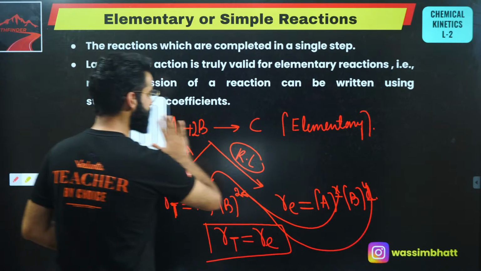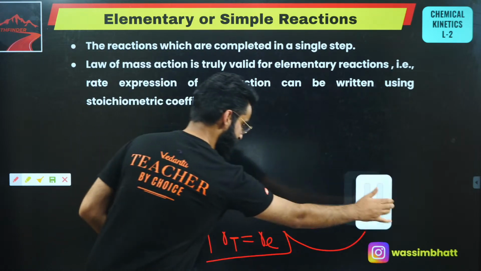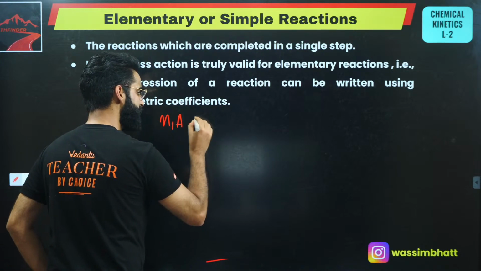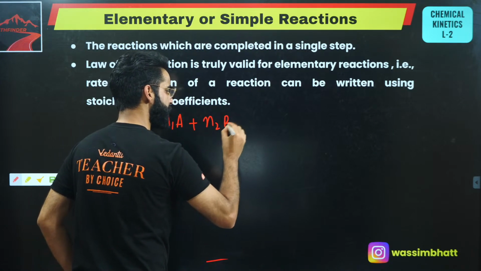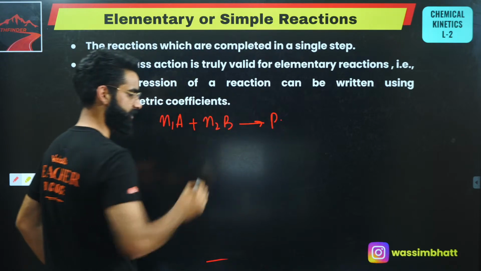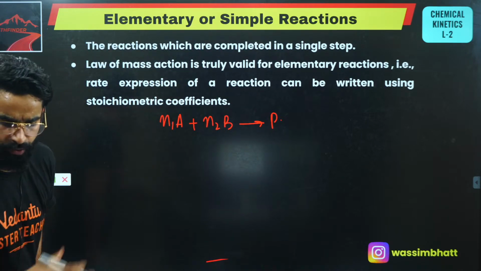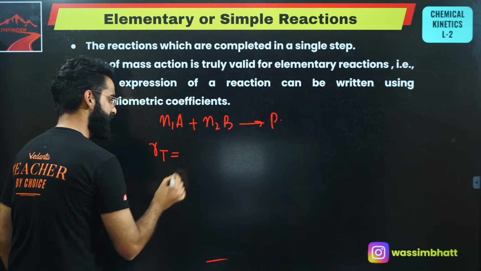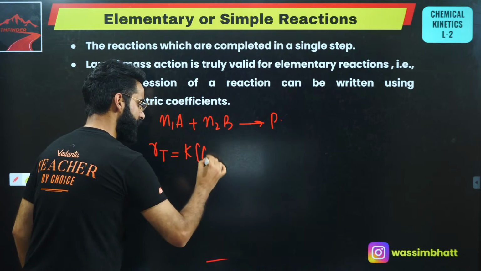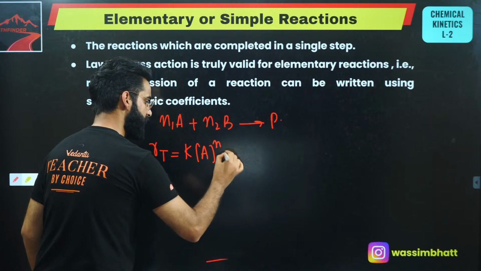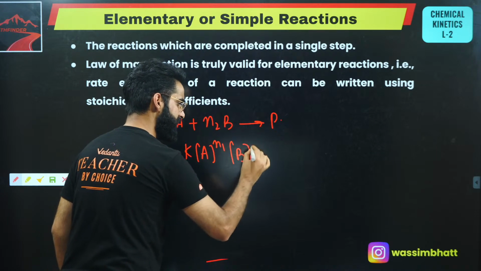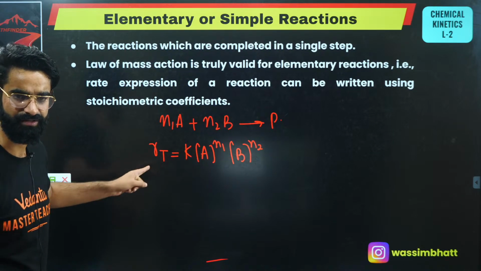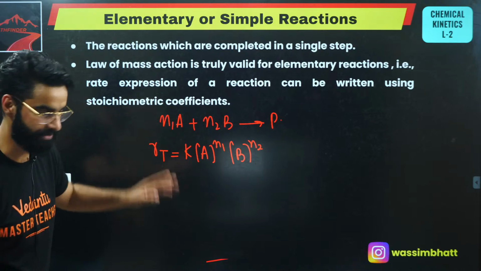Or if I take a general reaction like this, let me make you understand it again. Let's say I've got the reaction as N1A plus N2B gives products. Let's assume it's a balanced chemical equation, right? If I use the law of mass action, I can calculate a theoretically determined rate, which is going to be equal to K multiplied by the concentration of A raised to the stoichiometric coefficient N1 multiplied by the concentration of B raised to the stoichiometric coefficient N2, right? This is what I call law of mass action because I'm calculating the theoretical rate of reaction.